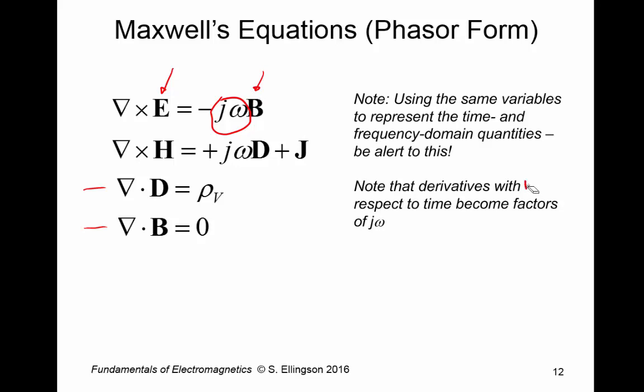Second thing is note that derivatives with respect to time have become factors of j omega. And this is one of the beautiful things about phasor representations. In the time domain representation, this was differentiation with respect to time. Now, I don't know about you, but given the choice between differentiating something and multiplying something by j omega, I'll take multiplication. So this is a tremendous mathematical simplification. It's eliminating one layer of calculus that we'd ordinarily have to deal with. So very nice simplification.